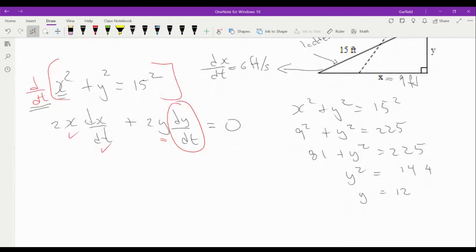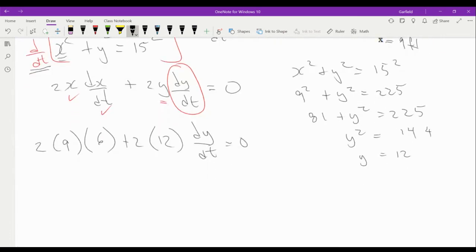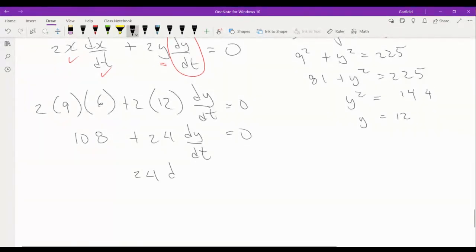Now we can substitute here. So this becomes 2 times 9 times dx by dt, which is 6, plus 2 times 12 times dy by dt is equal to 0. So that's 24 dy by dt. What's that? 108. We move the 108 over. It becomes 24 dy by dt is equal to negative 108. Divide both sides by 24.